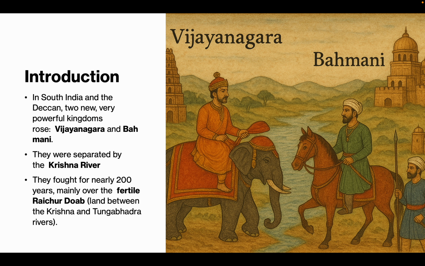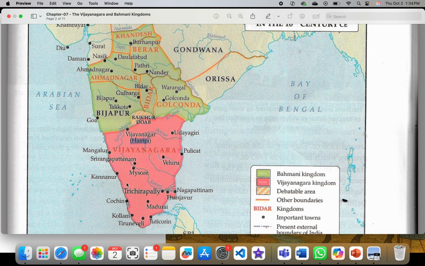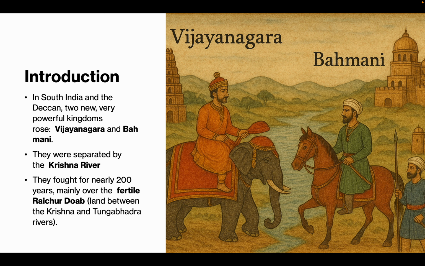Okay, so yeah, look at this. They both fought for 200 years only for this small piece. They should have told, oh, yeah, I keep here, you keep here, and let this become like a union territory. But they both wanted that. Okay.